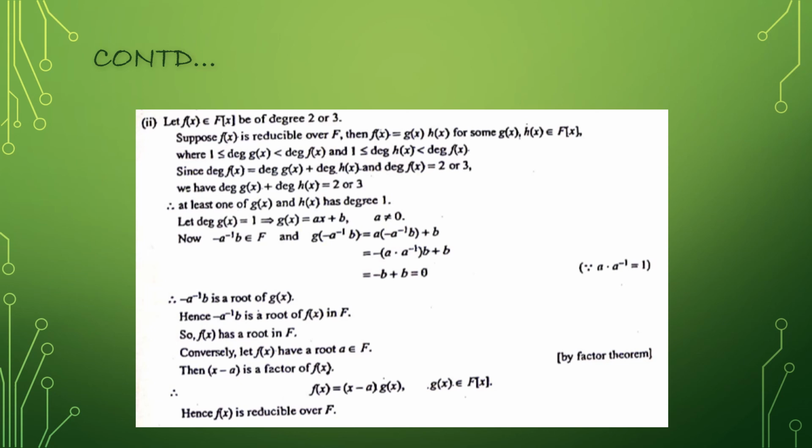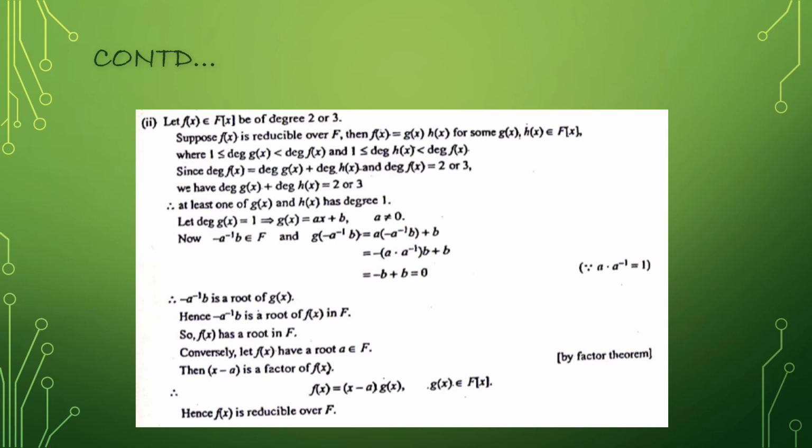Therefore, since the degree of f is equal to the degree of g(x) plus the degree of h(x), and the degree of f(x) is equal to 2 or 3, we have the degree of g(x) plus the degree of h(x) equal to 2 or 3. At least one of g(x) and h(x) has degree 1. Yes, no? Because when we say the sum of two degrees is equal to 2 or 3, 2 can be written as 1 plus 1, and 3 can be written as 2 plus 1. Is that correct? 3 cannot be written as 3 plus 0. So at least one of g(x), h(x) has degree 1 in both cases.